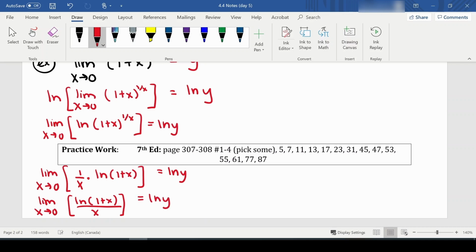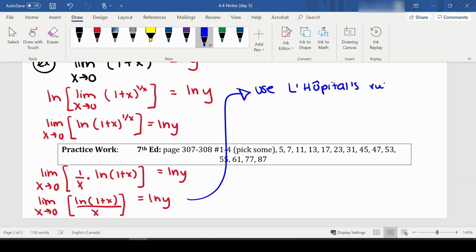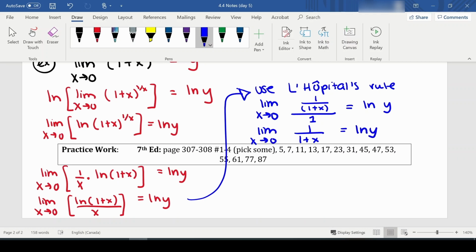So now I can apply L'Hopital's rule. I would get the limit as x approaches 0; the derivative of ln of 1 plus x is 1 over 1 plus x times the derivative of the inside, which is just 1, all over the derivative of the bottom, which is 1. Now this is the same thing as the limit as x approaches 0 of 1 over 1 plus x. When I direct substitute in, I get 1 over 1 plus 0, which is 1. And this is still my ln y.